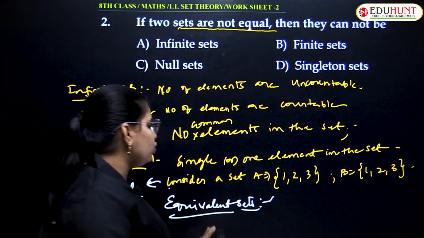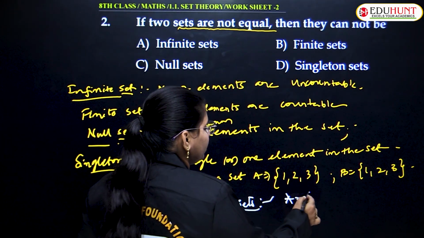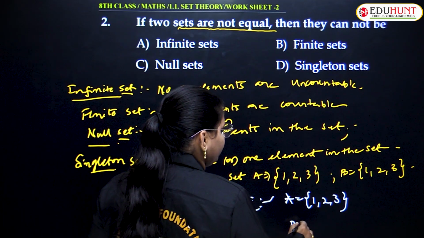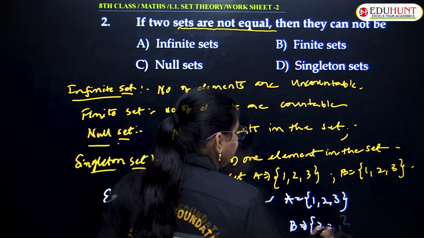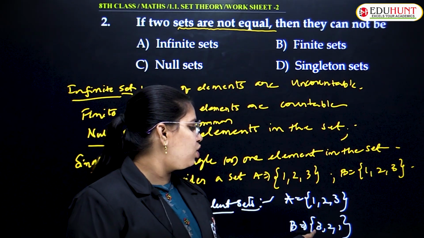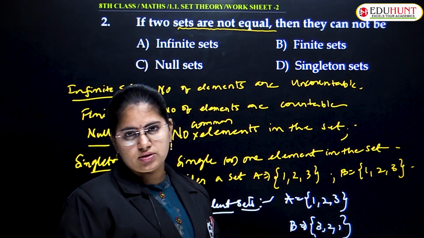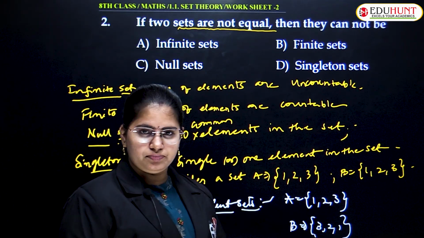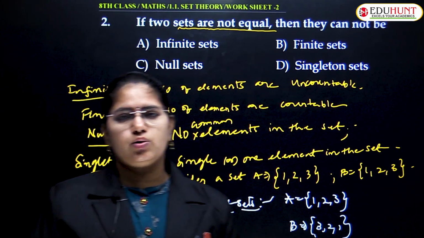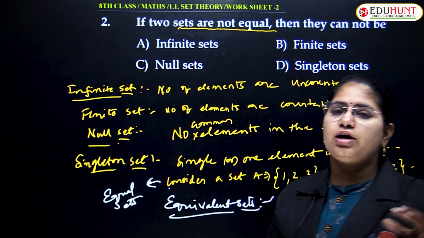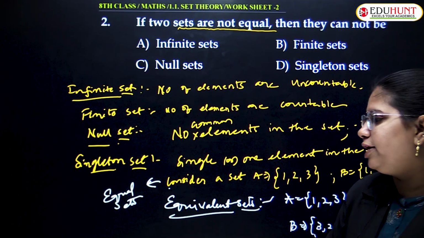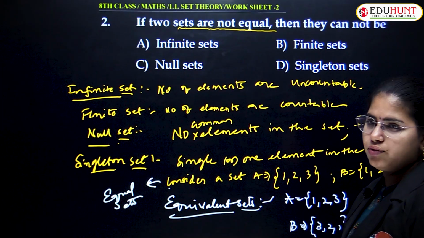For example, you may get a doubt. Let me consider a set A = {1, 2, 3} and a set B = {3, 2, 1}. Here, the first element in the first set is not equal to the first element in the second set. 1 is not equal to 3, right? But the number of elements in the sets are equal. If the cardinality of two sets are equal, then we can say it is an equivalent set.